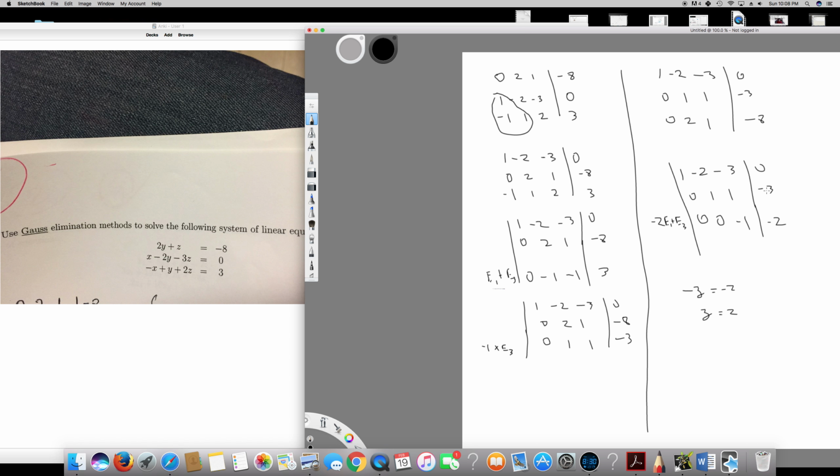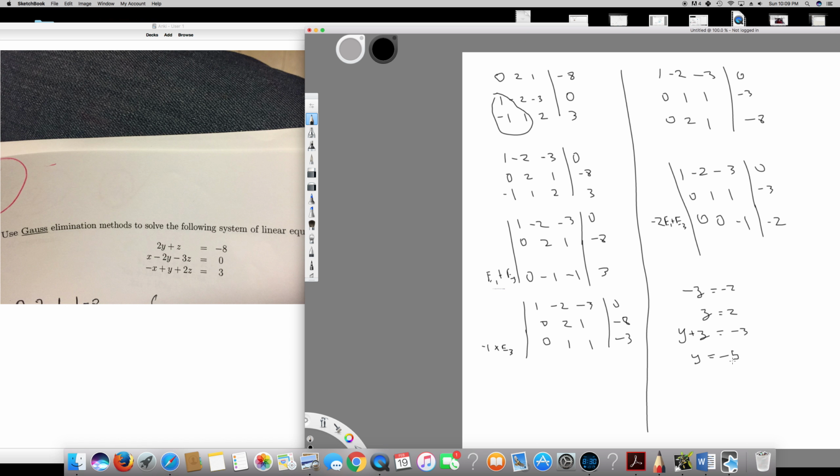To find the y value, I can simply use this equation. It's going to be y plus z is equal to minus 3. So y is going to be equal to, well, we know z is 2, right? So if I plug 2 here, if it goes to the other side, it will become negative. So minus 3 minus 2 is going to be minus 5.